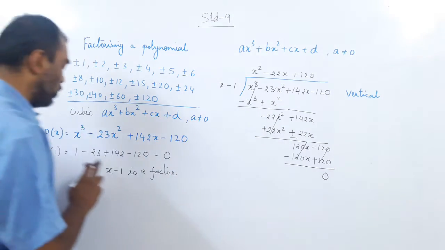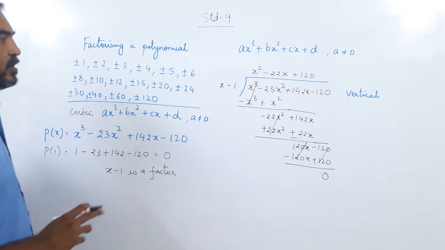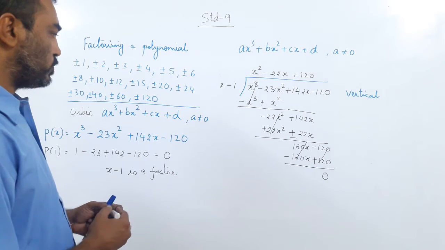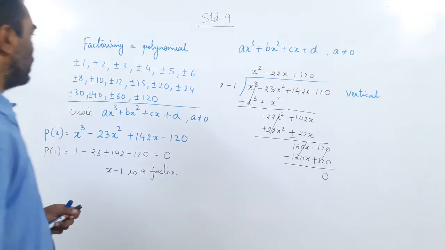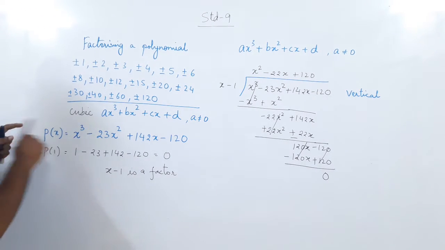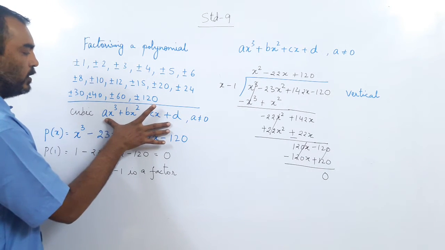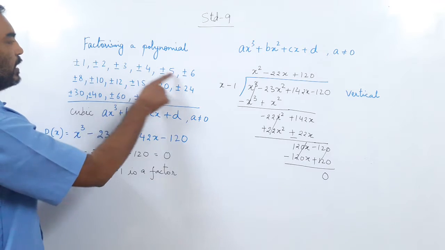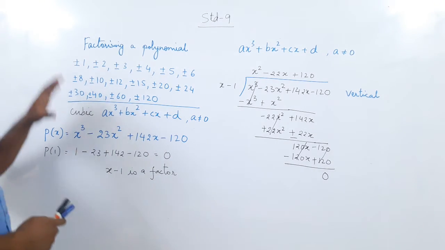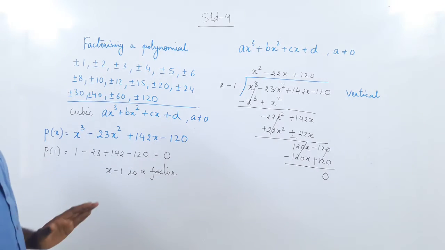Why did I get remainder 0? But I already checked, is it a factor? It is a factor, right? So this is what we have done again. Keep on understanding. The cubic polynomial I have written down, I do a into d, I get 120. I write down all the possible factors. So you don't have to write everything down, but follow the method.